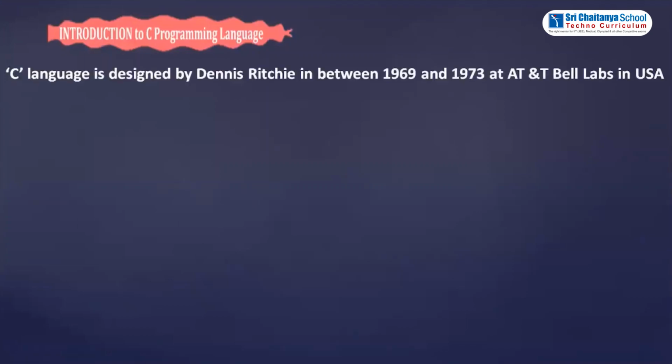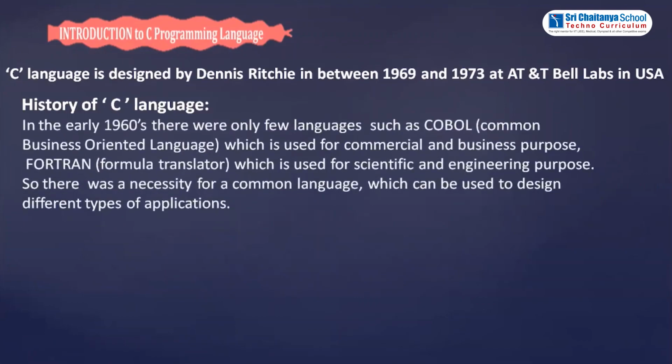So children, now let's understand about the history of C language. That is, who founded C language, when and where was it found, and what is the brief history behind it. As you are all able to see on my screen, C language was designed by Dennis Ritchie in between 1969 and 1973 at AT&T Bell Labs in USA.